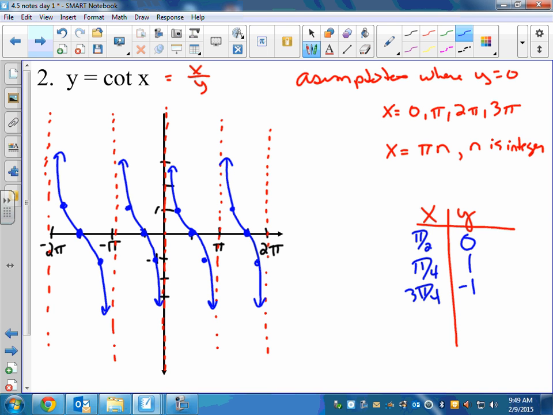Again, notice the period on this is the same as tangent, which is pi over b. There is no amplitude. The domain is all real numbers. Nope, the domain is not all real numbers. The domain is not the asymptotes, but the range is all real numbers. So, all right, let's grab some changes, because that's where it's going to be on your homework, right?